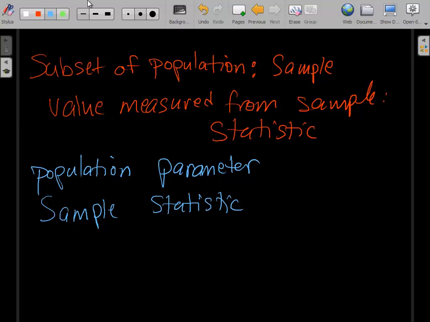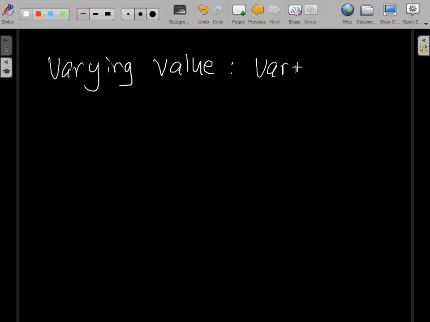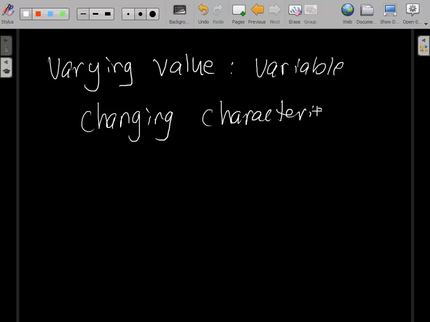The thing or the characteristic that we're trying to capture, often if it's a numerical value, and if it's a value that can change. So if we ever had a varying value that represented something about our population, this is known as a variable. Okay, so this variable is a characteristic which can change. So it's a changing characteristic.